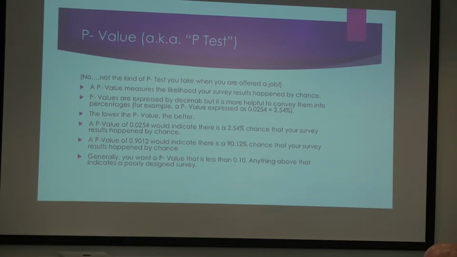A p-value measures the likelihood that your survey results happen by chance. So you really want a well-designed survey that's going to elicit good answers for you. If they're running a p-value or doing a p-test, they're simply assessing the likelihood that these results happen by chance. P-values are expressed as decimals, but I think it's way more helpful to convert it into a percentage. So a p-value might be expressed as 0.0254, but if you translate that into a percentage, it's 2.54%, which means that on this particular survey, there's a 2.54% chance that these results occurred entirely by chance.